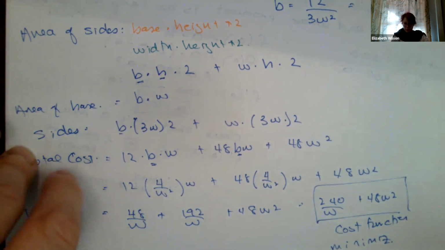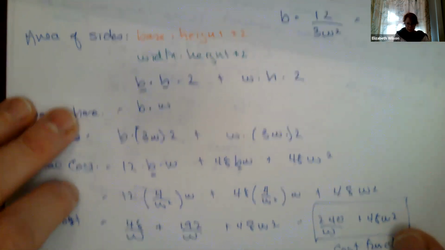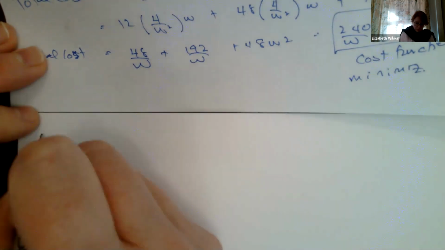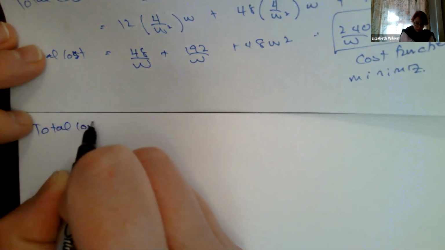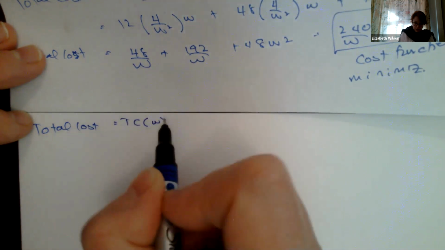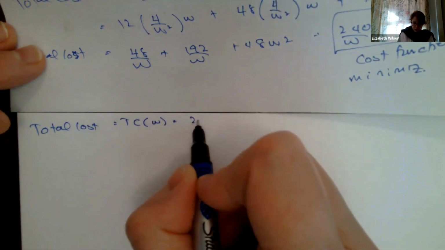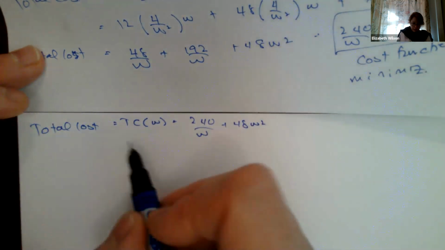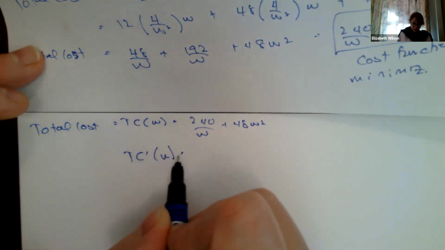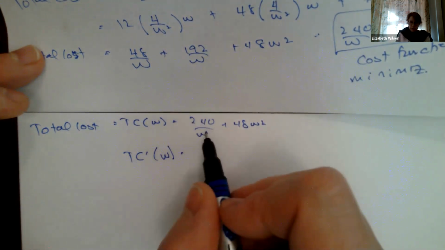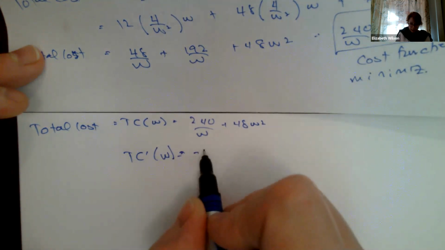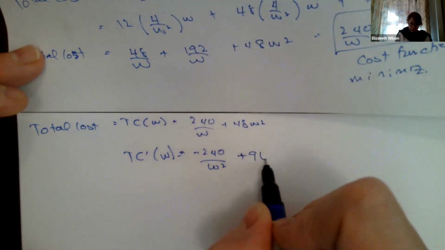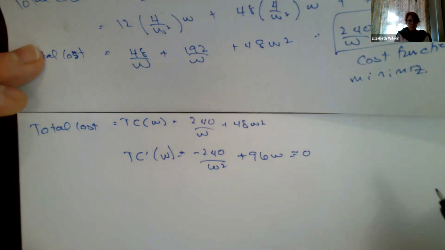Okay, so what I'm going to do is let me switch papers. I need a bigger paper. So TC, total cost, as a function of W equals 240 over W plus 48 W squared. So this is the thing I need to minimize. So I have to take the derivative with respect to W. So remember, this is 1 over W. So when I take that derivative, I get minus 240 over W squared. And then this is 2 times 48. We set it equal to 0 and we solve for W.